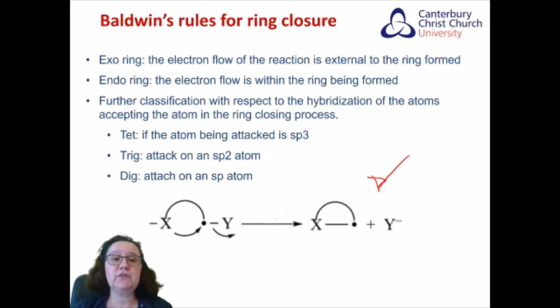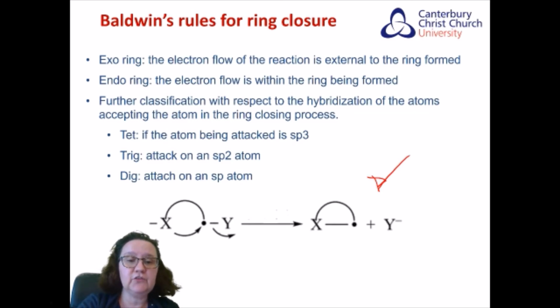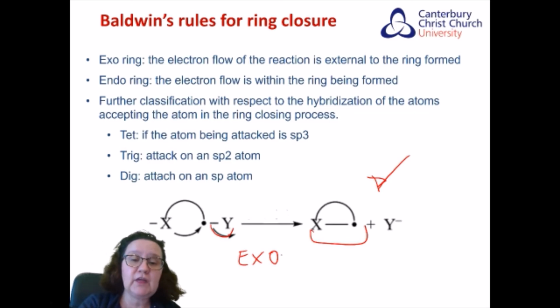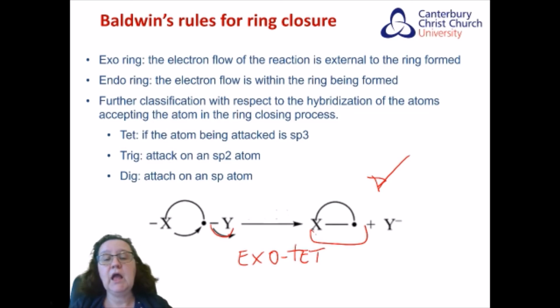I hope you stopped the video and had a go at the exercise. So first of all, is it an exo or an endo ring? Well, the electron flow in this case is very much outside the final ring formed. So I would say that this is an exo ring. And the attack happens on an sp3 atom, so this would be an exo-tet ring closing process.